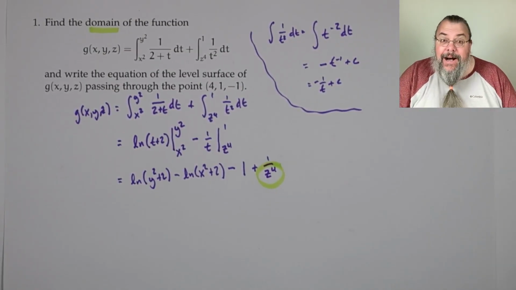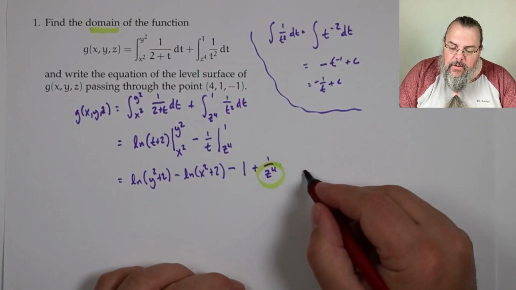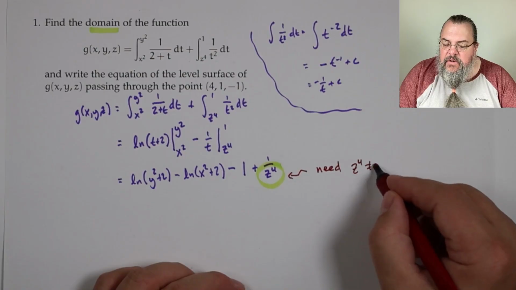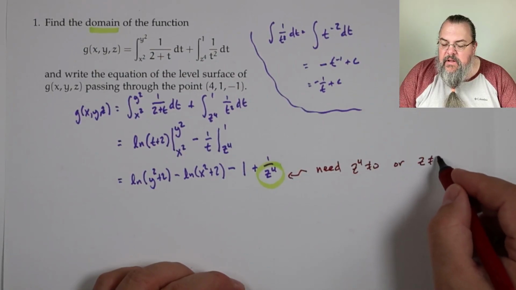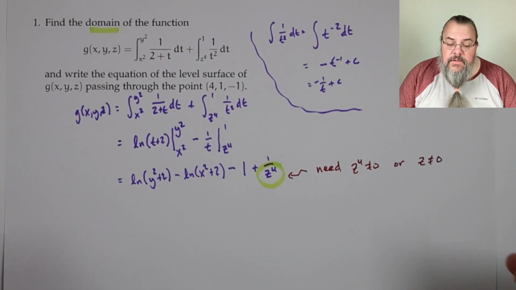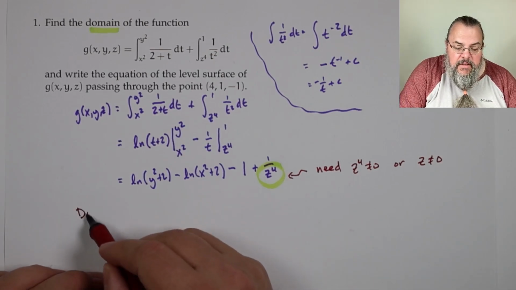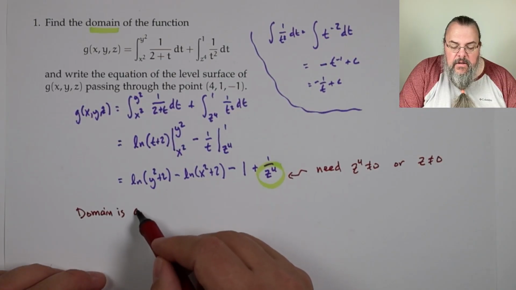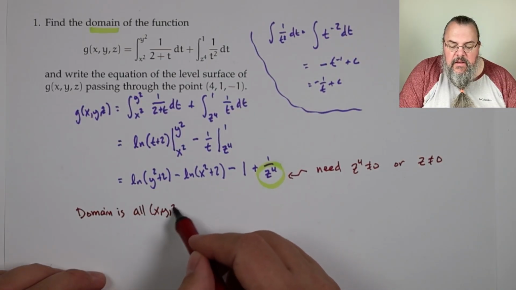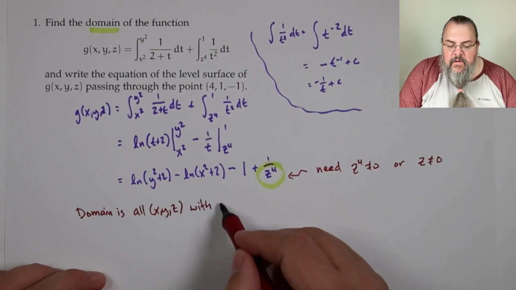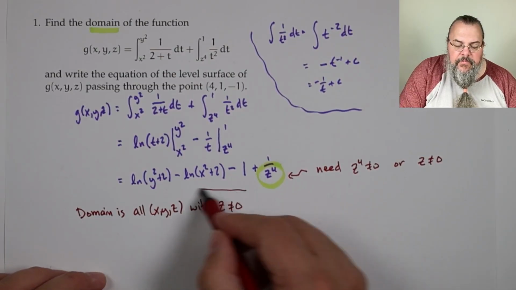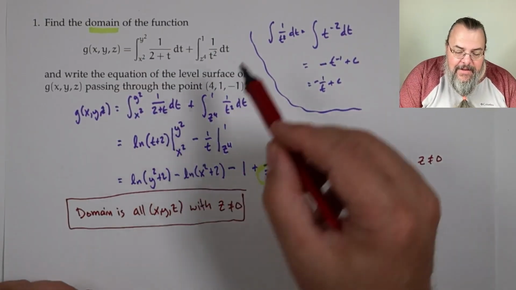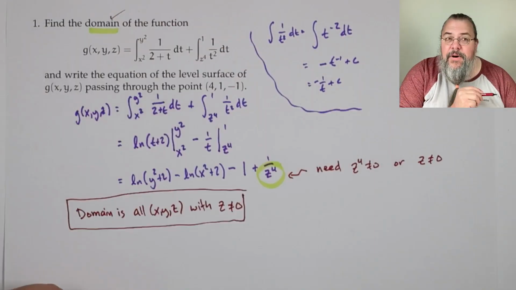So, a great aha, we say that, well, we need z to the fourth to not be 0, or we need that z is not 0. So what's our conclusion? So our conclusion is the domain is all x, y, z with z not equal to 0. Okay. Now, that is this part of the problem.